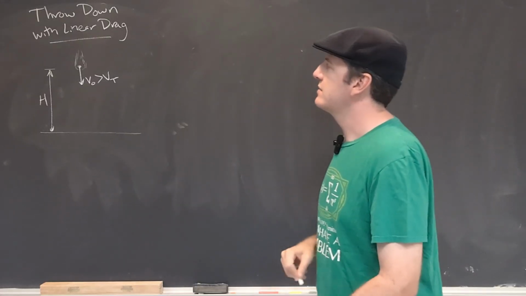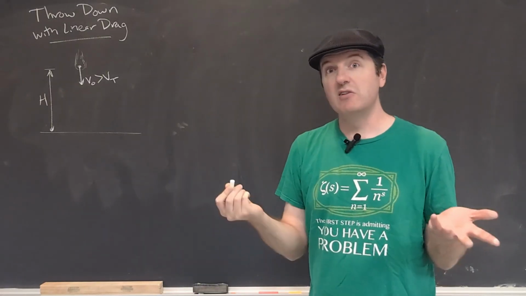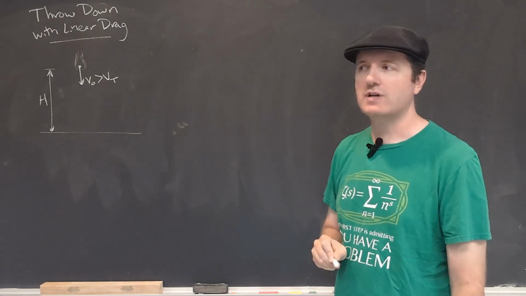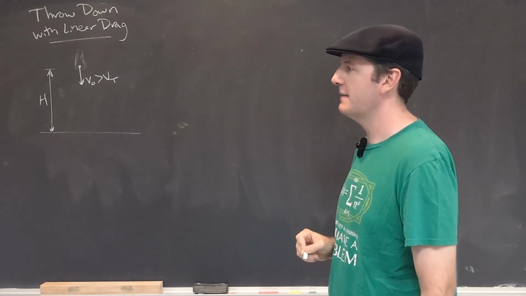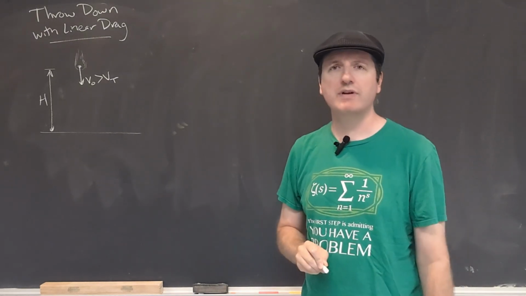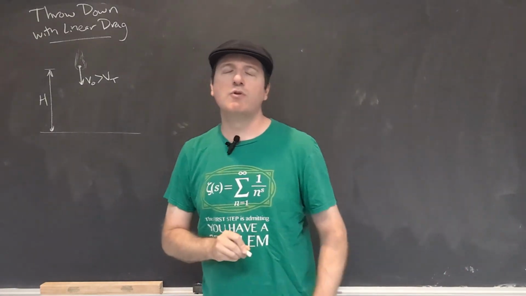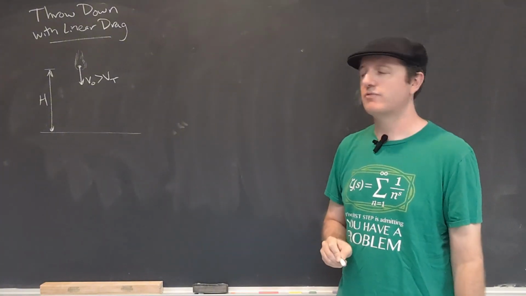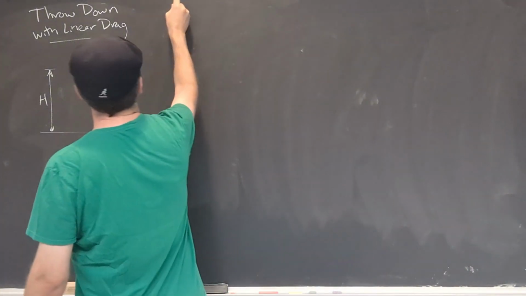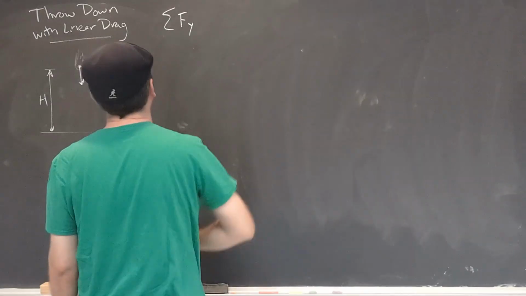And what we want to know is, what does the speed look like, or what does the velocity look like as a function of time? Can we get the position as a function of time? What would this look like graphically if we tried to look at it? So this is just sort of a review of how to solve that particular differential equation. We'll start by writing down the net force in the y direction.